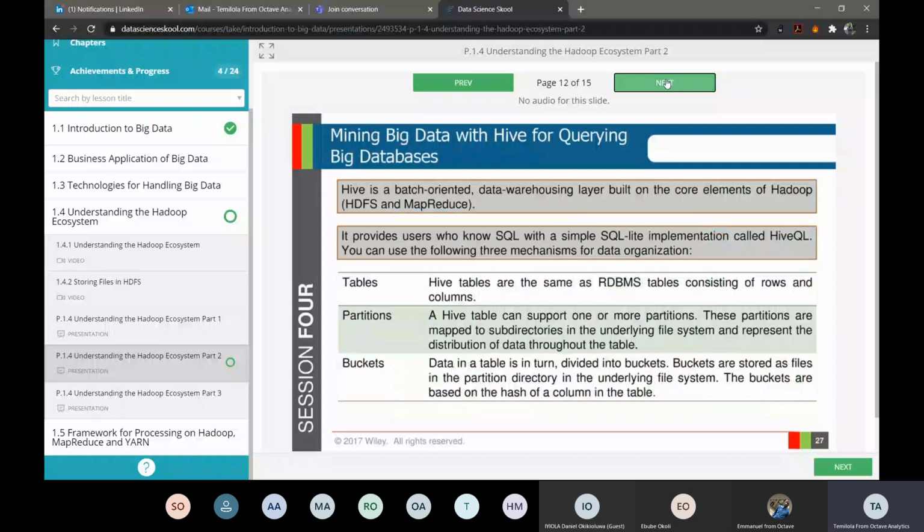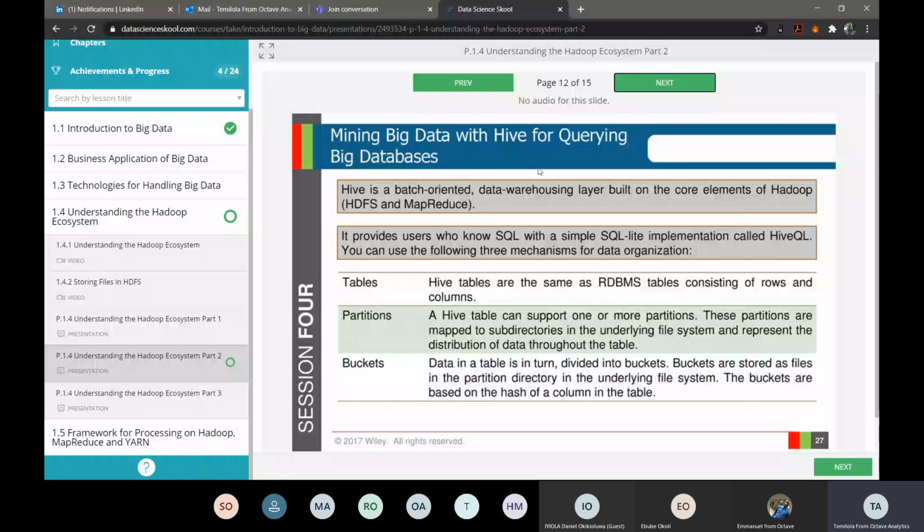big data, for querying big databases. Let me say HBase and Hive are almost similar, just that HBase offers programmatic access through Java APIs, but for Hive you use your normal SQL or SQL-like implementations. So what's Hive? Hive is a batch-oriented data warehousing layer built on the core elements of Hadoop. So Hive is also another application that you use in interacting with your Hadoop ecosystem.